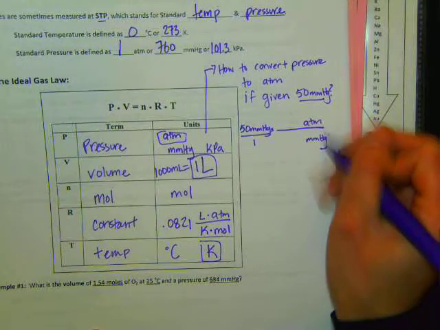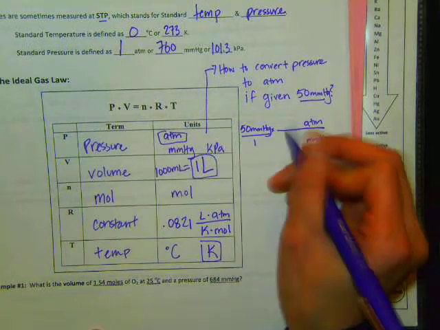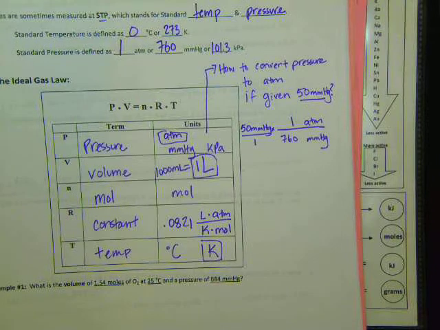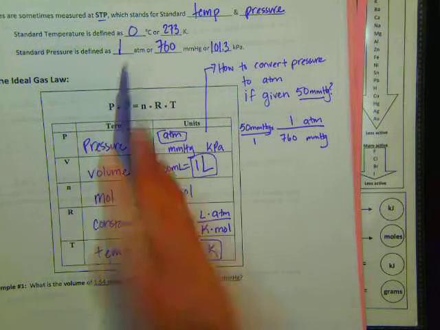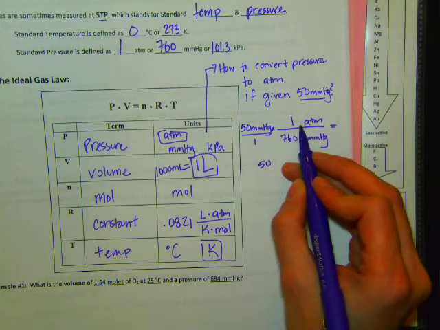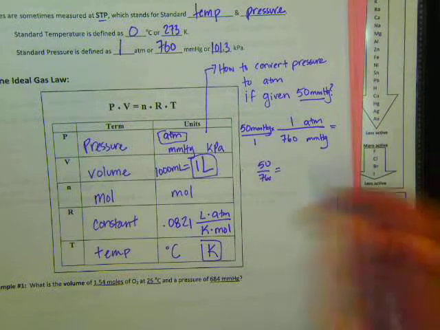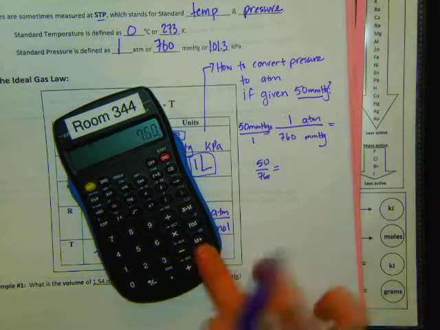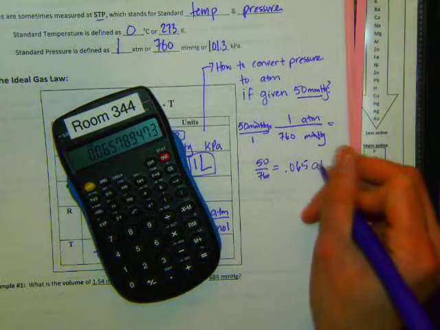What are my numbers that I put here? I go back up here. 760 equals 1. So 760 mmHg equals 1 atmosphere. Do you guys see where I got those two numbers? I went up here and I saw, oh, 760 mmHg equals 1 atmosphere. So what's the math that I do? 50 times 1 divided by 760. So 50 divided by 760 is? Perfect. So 0.065, and I canceled out my mmHg. So that's how you convert, okay?